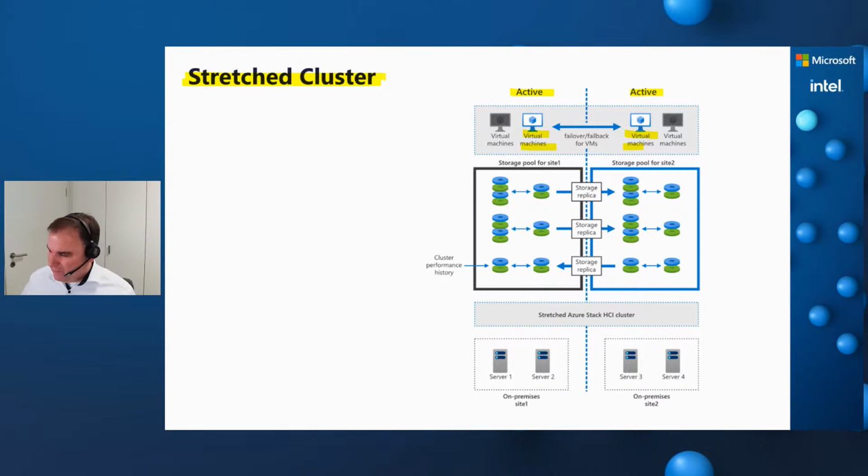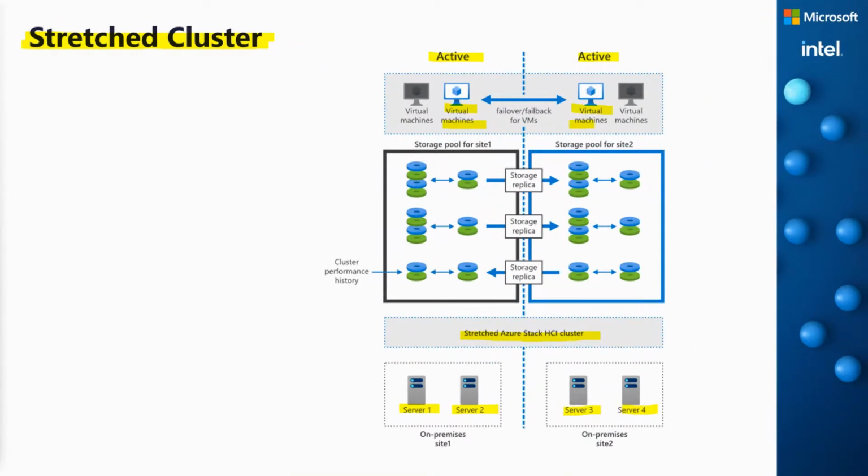When we are looking at this stretched cluster, the minimum amount of servers is 4. You could think about having only 2 servers, 1 server in each site, but this is explicitly not supported. If you configure this, maybe you are successful from the technical perspective, but it's not supported. So this means minimum 4 servers.